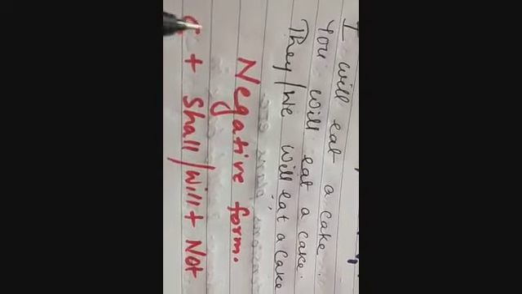Now, let's see how we are going to make the negative form of sentences. So, in those sentences, we will add not after will or shall. And then we will write the base form of the verb. So, the sentence will be subject plus shall or will plus not plus base form. Here you need to write either shall or will. Okay. So, let's see. I or you, this is the subject, will not eat a cake. So, it made the negative sentence. You will not eat a cake. We will not eat a cake. So, this is the negative form.